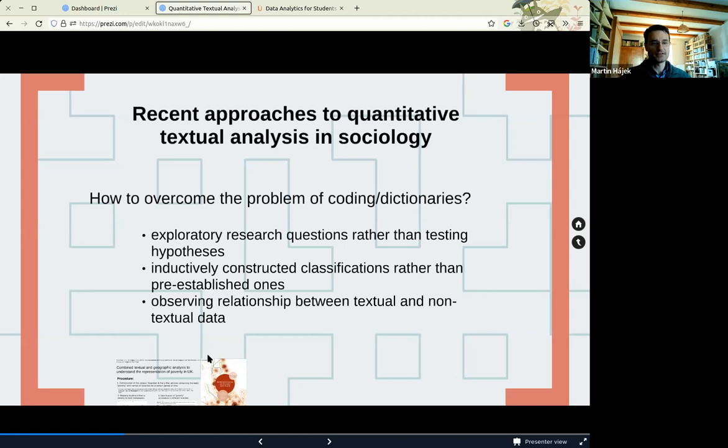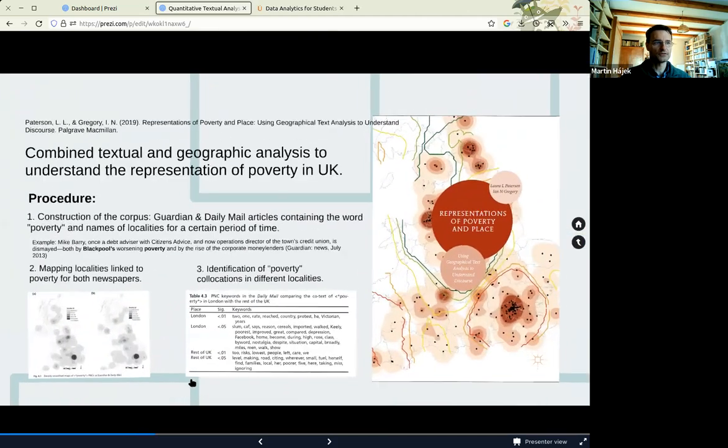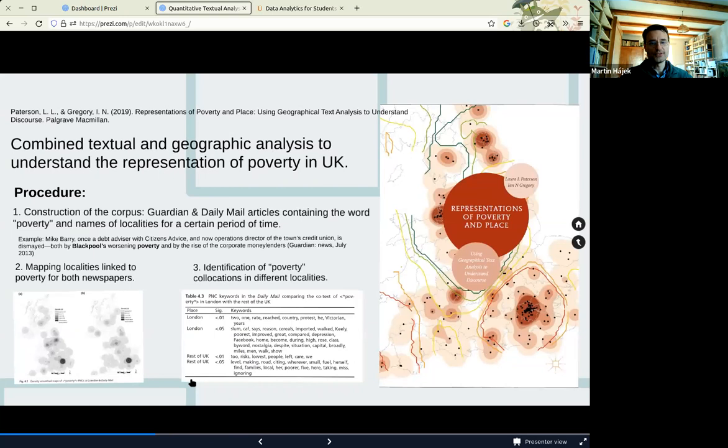So this is a simple example of observing the relationship between textual and non-textual data, and this is also a way how to do textual analysis in sociology without coding and dictionaries. And I would like to introduce you to this book, this research, which is very interesting, and it's quite recent. It's from 2019.